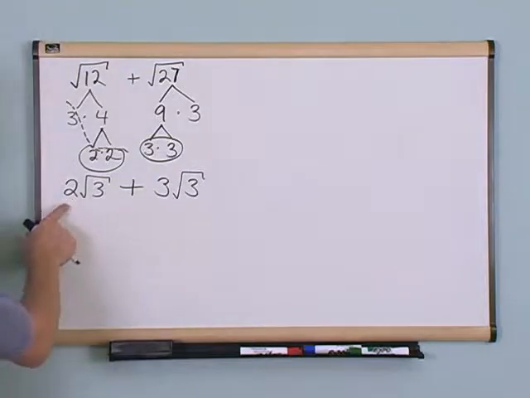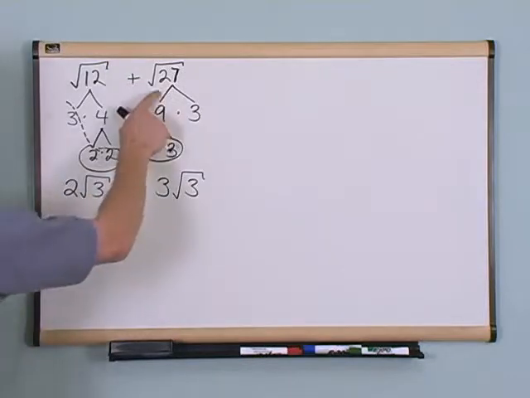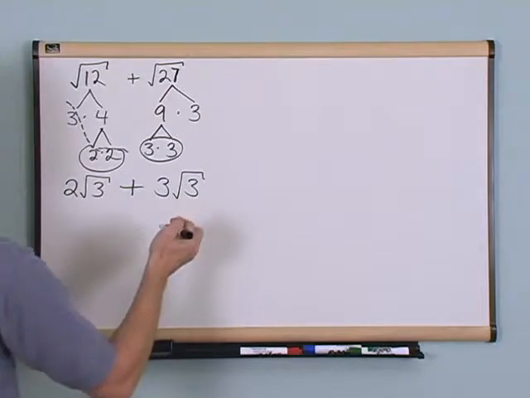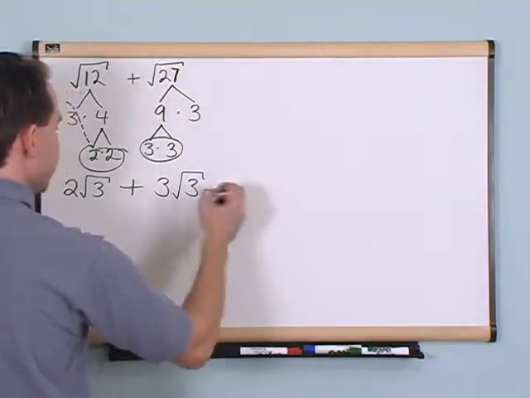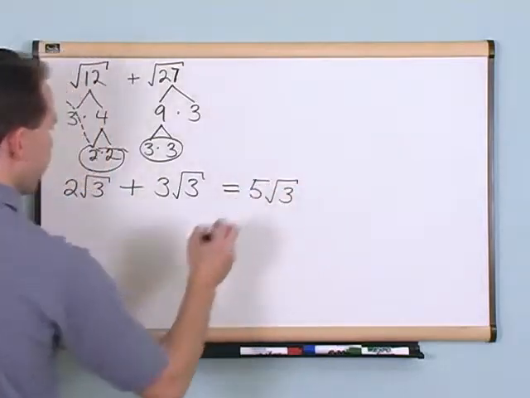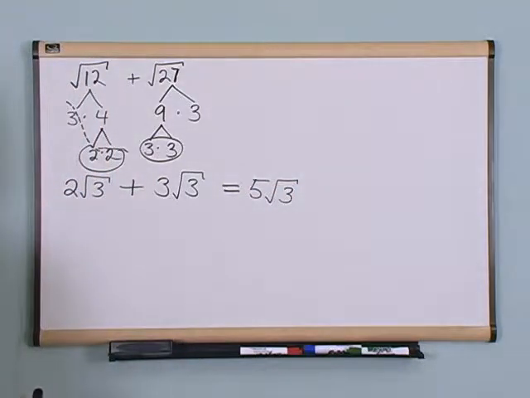Because notice here, in the first term, I have 2 times the square root of 3. In the second term, I have 3 times the square root of 3. I'm going to tell you what the answer is, and then we're going to talk about why. This is going to equal 5 times the square root of 3. Okay? And let me explain really why that is.